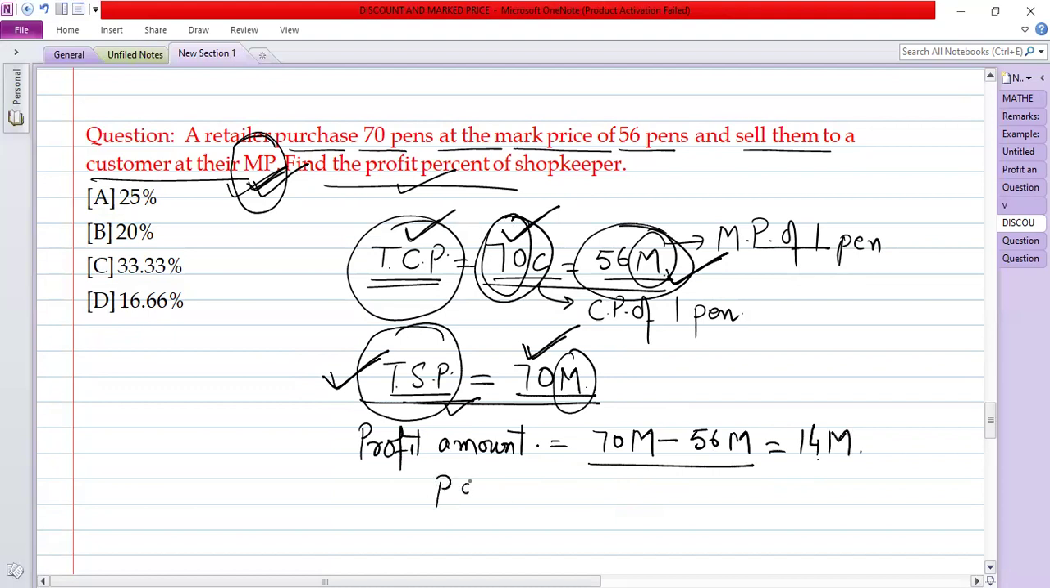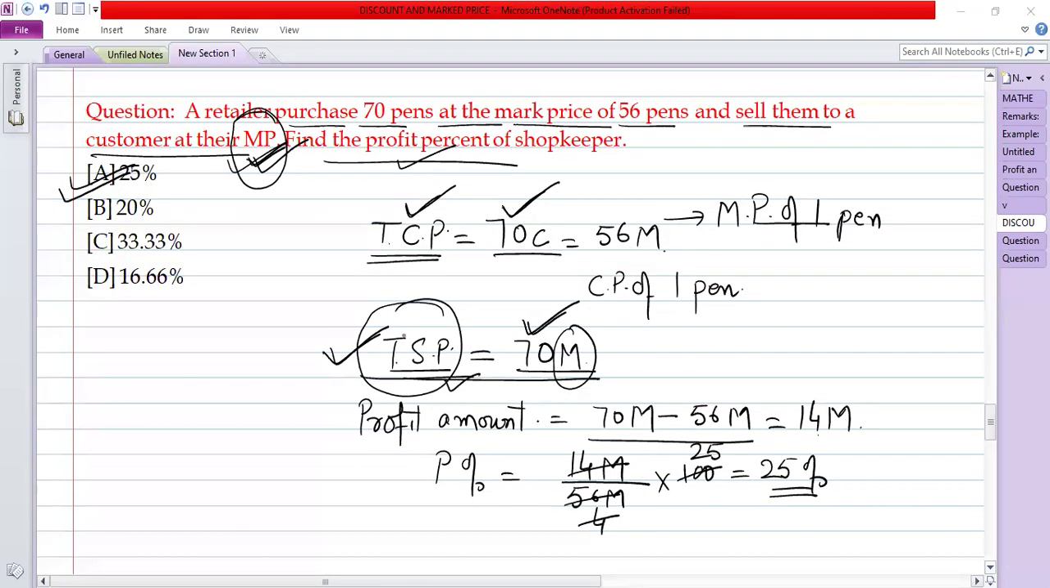So obviously, what will be the profit percentage? That will be the profit amount divided by the total cost price. So what is the total cost price? That is 56M, and again into 100. So one can very well see this will be 4 here. It will be 25. So it will be 25%. Option correct. Okay, this one. The profit percent was 25%.